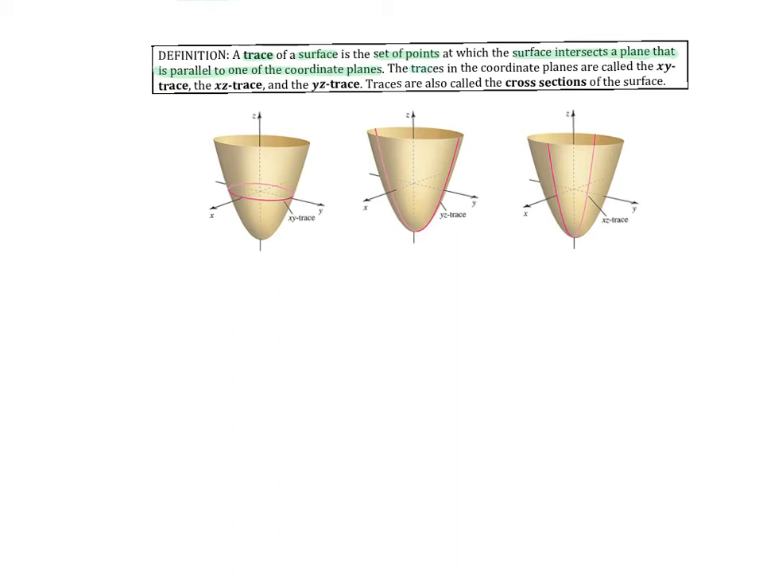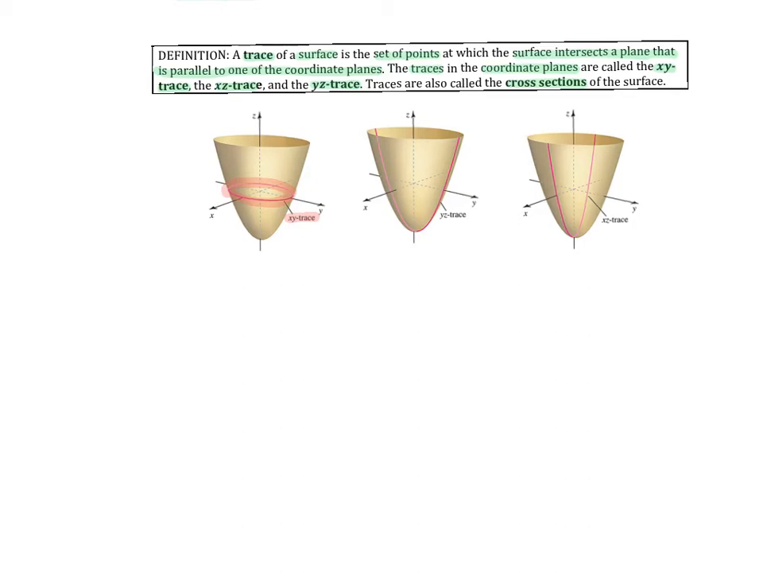If the trace is in a coordinate plane, then it's called the xy trace, the xz trace, and the yz trace. So you might have heard the term cross-section. That's another way to describe a trace. Looking at this first picture, notice if I intersect this shape with the xy plane, I end up with this ellipse. So this ellipse is the xy trace.